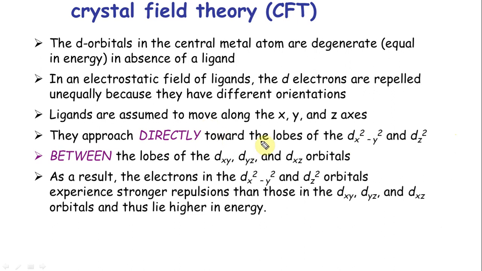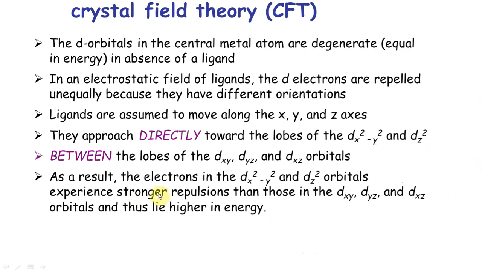If you were to draw this, this is x squared minus y squared. This is x, this is y. If the ligand is coming towards these axes, then it is going to repel these lobes much more than the other 3. Similarly, dz squared is along the z axis. So these 2 orbitals are going to be repelled more, whereas xy, xz, yz are somewhere in between. If the ligand comes this way, it's still going to repel them, but very little, not as much as these.